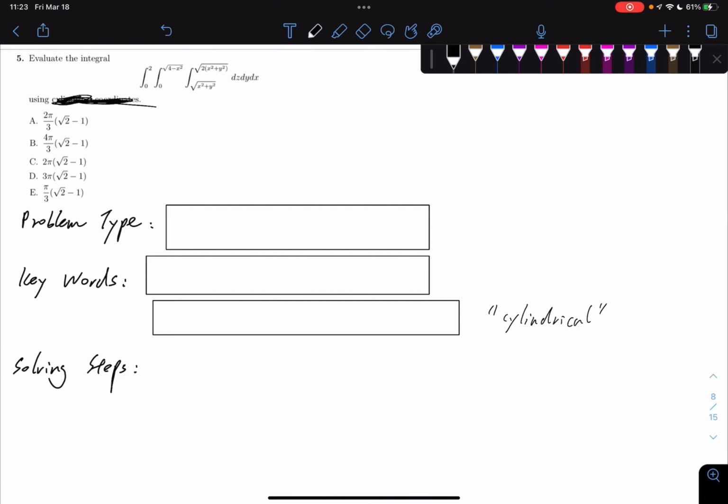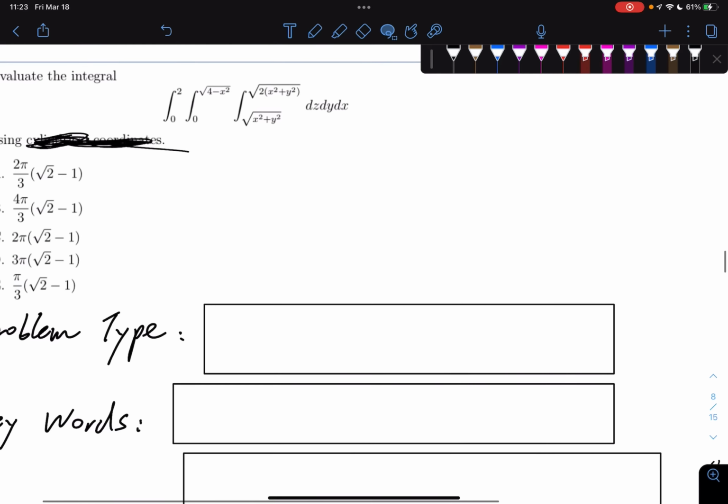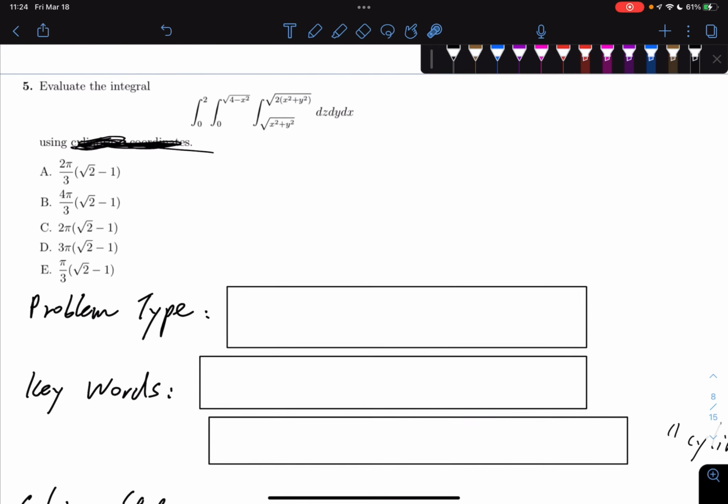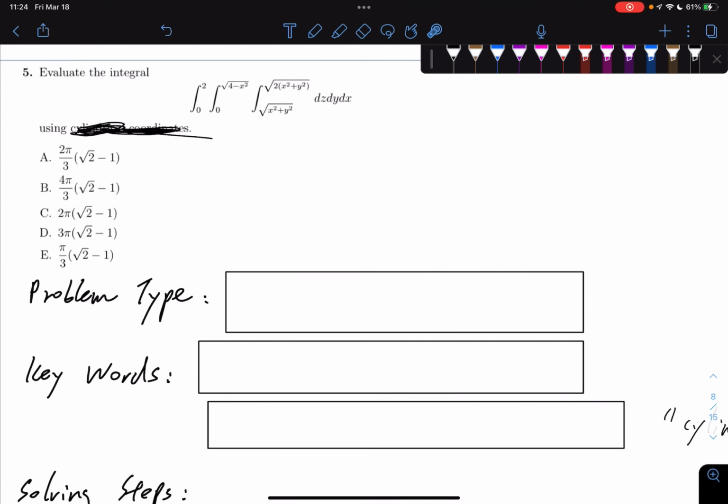So let's take a look at the bounds of the integral. Immediately I see x squared plus y squared, and x squared plus y squared equals r squared. When you put a square root on it, the square root of x squared plus y squared equals r. It's the same thing over here, except now instead of just r, that's 2r, and square root of 2 times r.